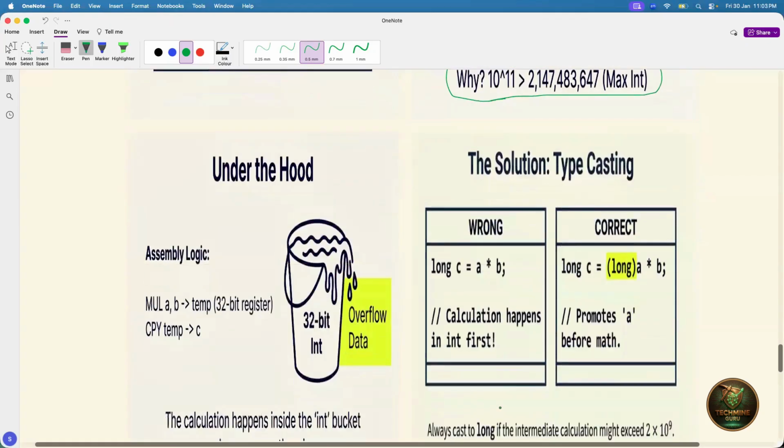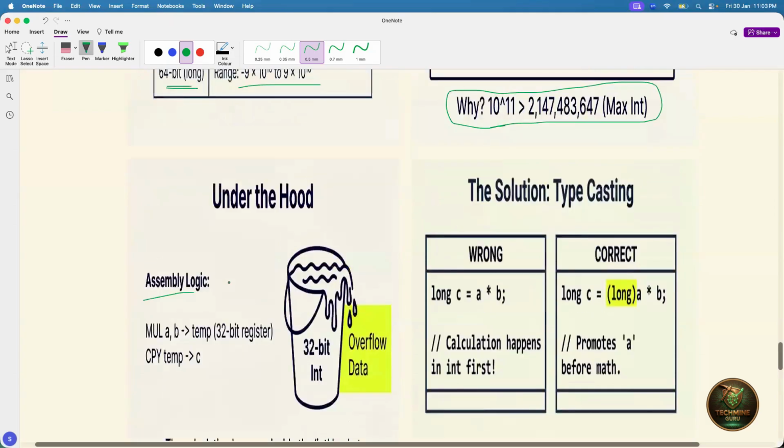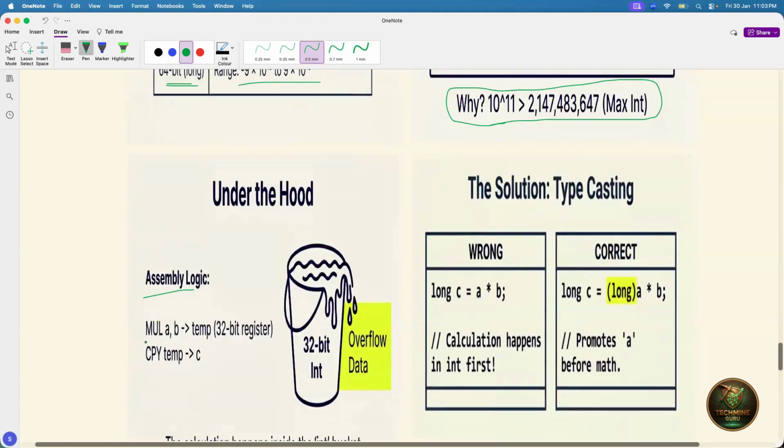So what may be happening under the hood? Whenever we compile the code, our code converts into assembly language first, and then it converts to machine code. So in the assembly, what may be happening is that if you are multiplying a and b, then mul of a and b will store the result into a temporary variable, which will be like a 32-bit register. Why? Because a and b are integers, so we have one 32-bit integer bucket only, and then we simply copy the temp variable to C.